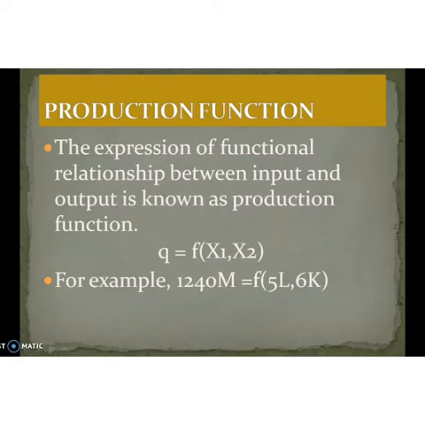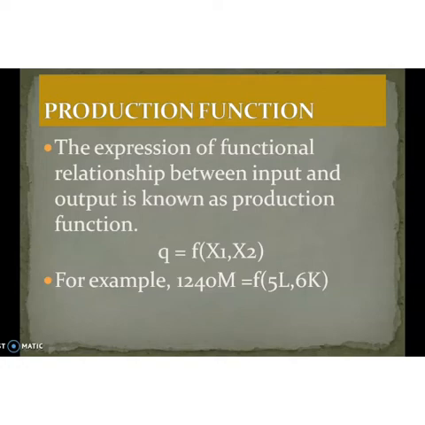So production function refers to the functional or mathematical relationship between input and output. For various quantities of input used, it gives the maximum quantity of output that can be produced. So with the help of input, how much quantity of output can be produced is shown by the production function. So it can be expressed as Q = f(x1, x2).